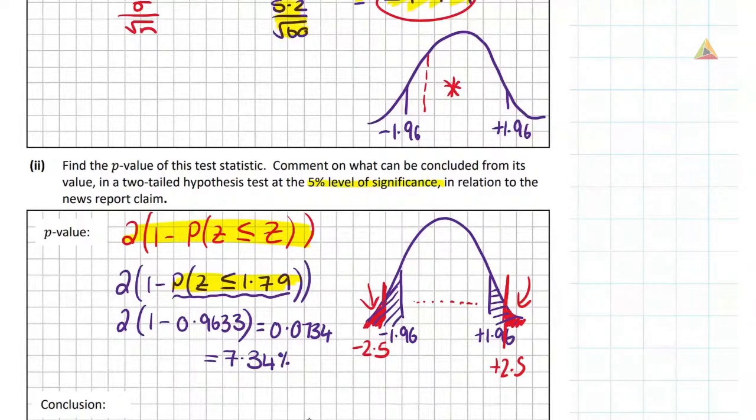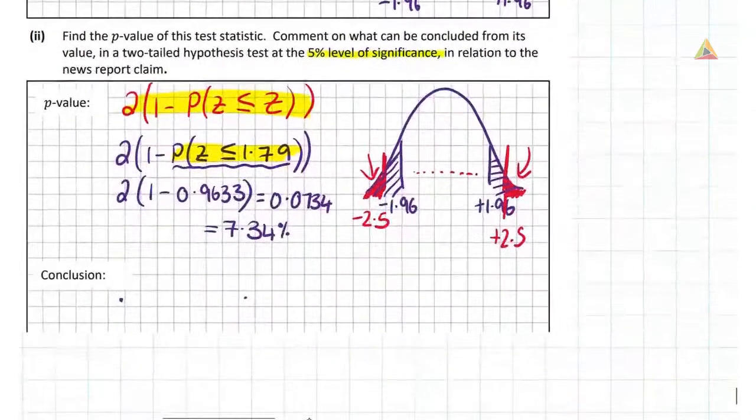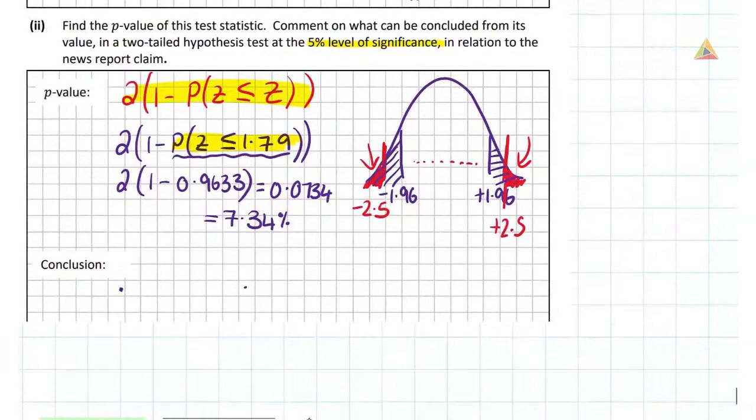7.34%. Okay, what's our conclusion in relation to the news report claim? So basically, our 7.34%, that's a little bit bigger than 5%. Don't care how much bigger it is. All I care is that it's bigger. And because it's bigger, that means I'm heading in here. I'm back into what I like to call my accept, or better language is fail to reject region.